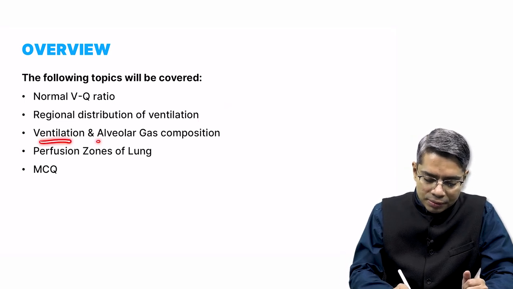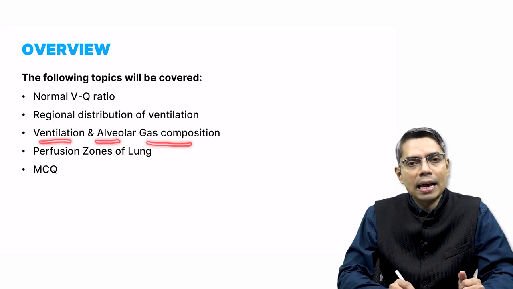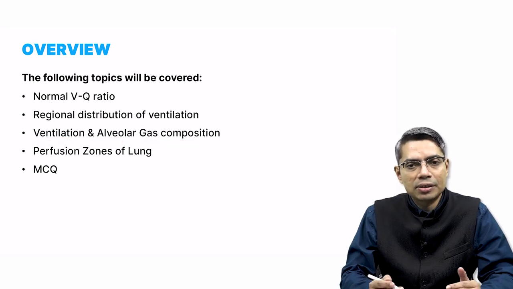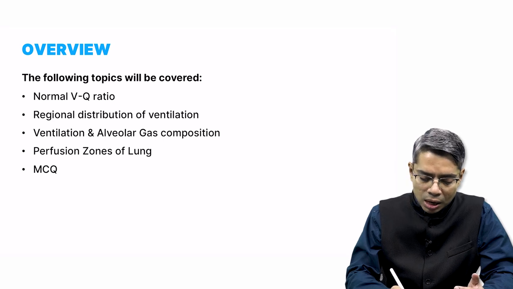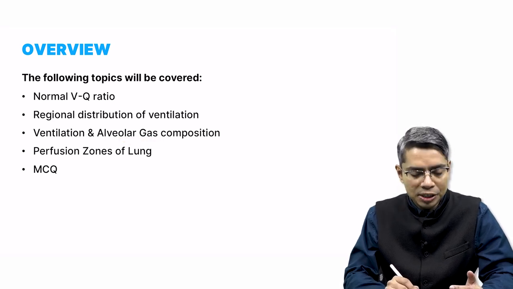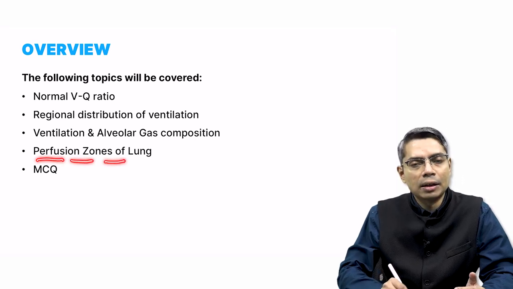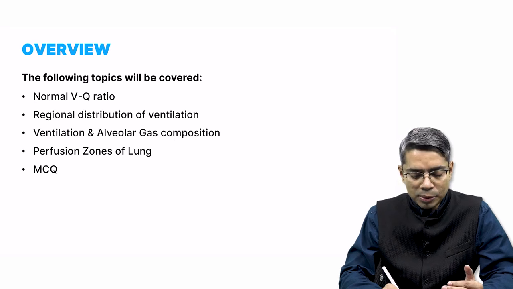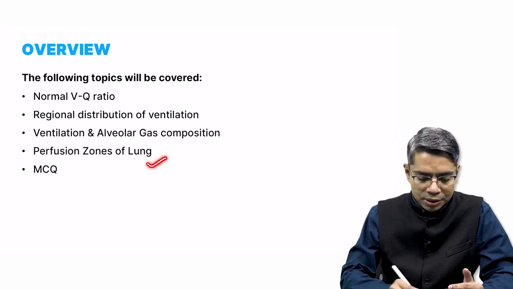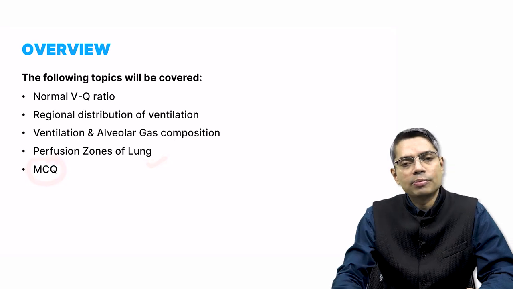Then we are going to discuss ventilation and alveolar gas composition, that if the ventilation perfusion ratio is changing, how the gas composition of the alveoli will change. And then at the last we are going to discuss perfusion zones of the lung. Different zones are there depending on the perfusion level, so that we are going to discuss, and at the end we are going to discuss few MCQ.